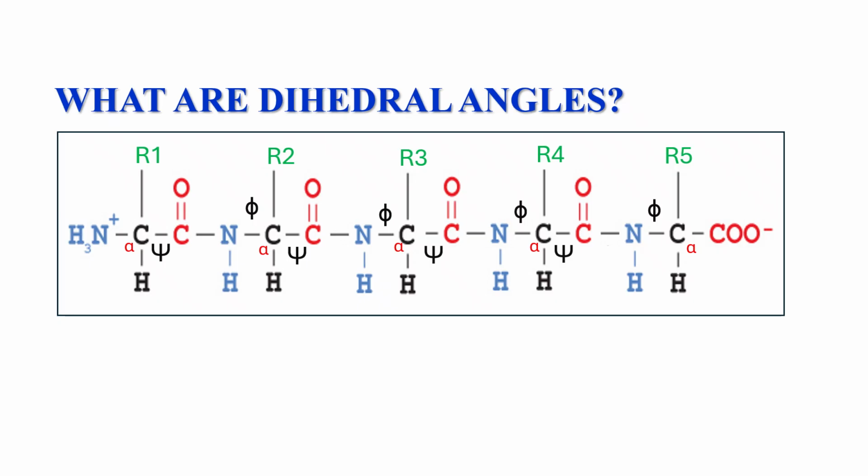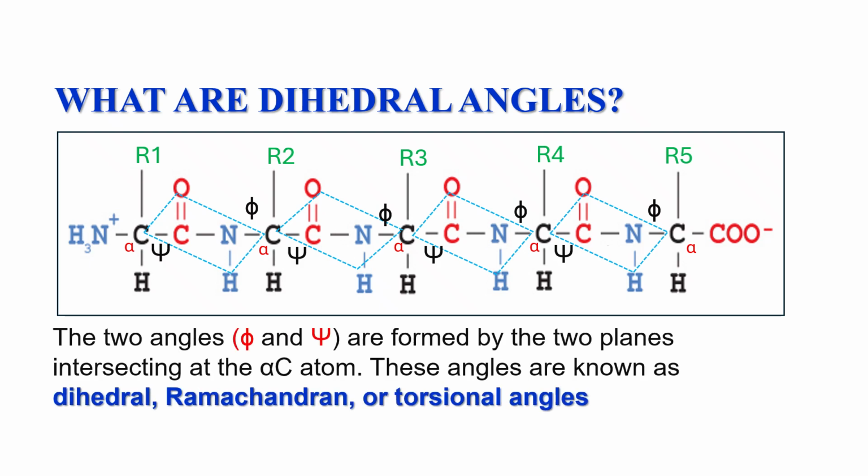So now coming to dihedral angles, I will discuss what dihedral angles are, how they are formed, and what their impact is on overall protein structure and folding. So this is a polypeptide chain where I have shown multiple planes of peptide bonds. At each alpha carbon atom, these bonds intersect and rotate, forming two types of angles. They are known as phi angle and psi angle. Collectively, they are called dihedral angles or Ramachandran angles or torsion angles. These are very important factors in determining overall structure of protein and protein folding.